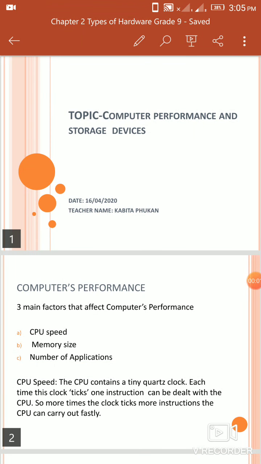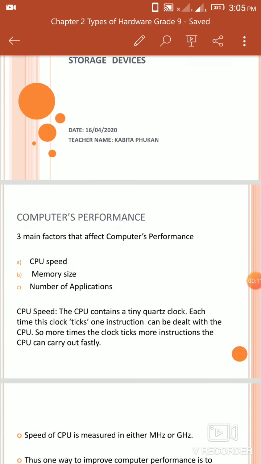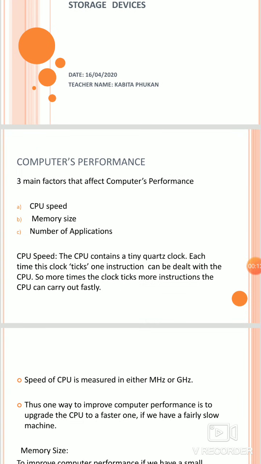Good morning, students. In today's class, we are going to learn about the computer's performance and the different secondary storage devices. First is computer's performance. There are three main factors that affect computer's performance. First is CPU speed, second is memory size, and the third is number of applications.